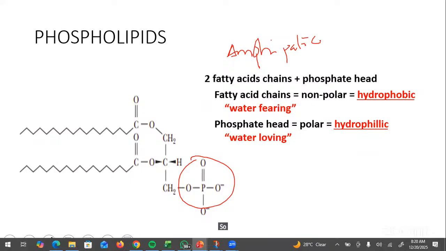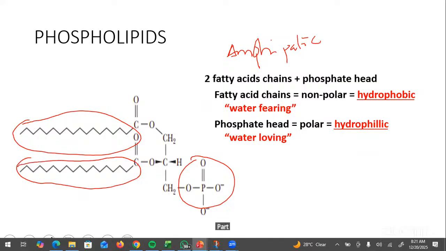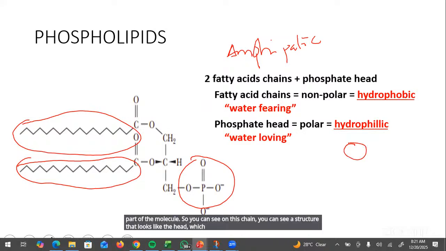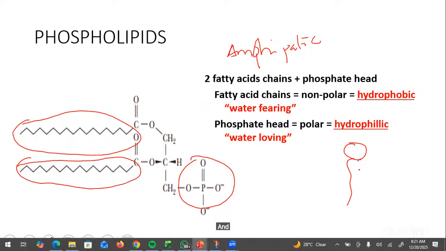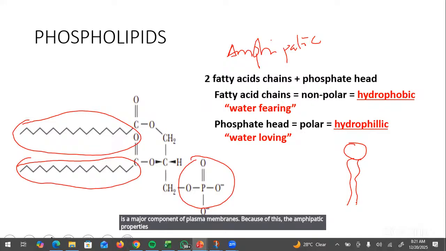So now the fatty acid chains are the non-polar part of the molecule. On this structure you can see a head, which is the phosphate of the phospholipid, and two tails, which are the two fatty acids. That is how the phospholipid is represented in the plasma membrane. It's a major component of plasma membranes because of its amphipathic properties, which allow it to interact with water and also with non-water molecules.